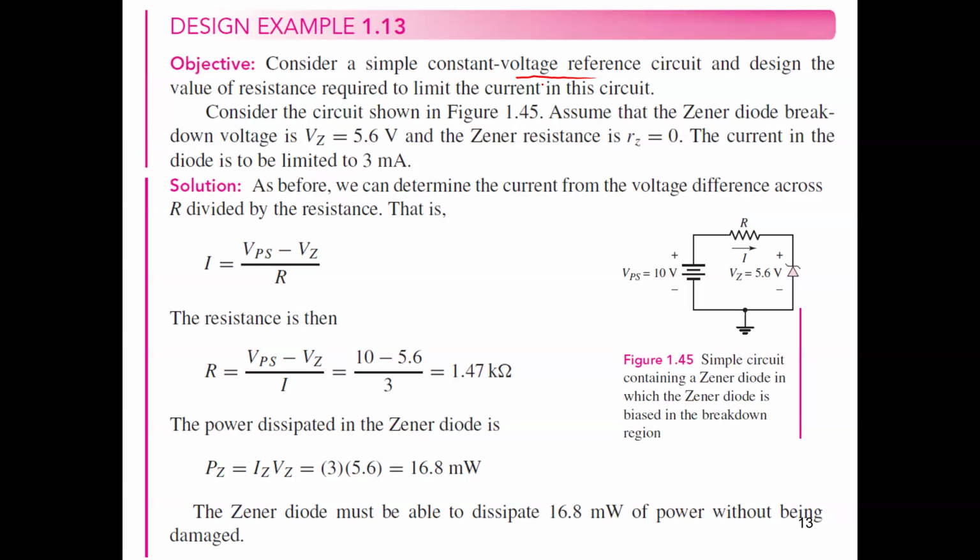So let's see how we can size the circuit of the Zener diode in order to be used as a reference volt. The example says: consider the circuit shown in the figure. This is our figure. Assume that the Zener diode breakdown volt, which is the Zener volt, is 5.6 volts. So this is the volt of our Zener. And the Zener resistance is 0. Zener resistance is 0, guys, means it's the ideal case.